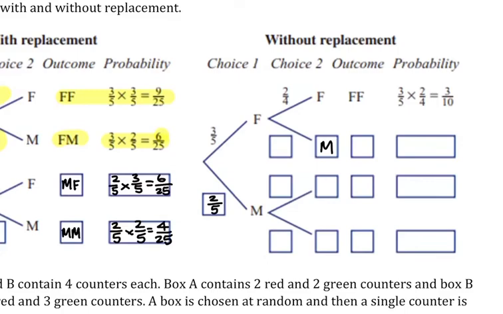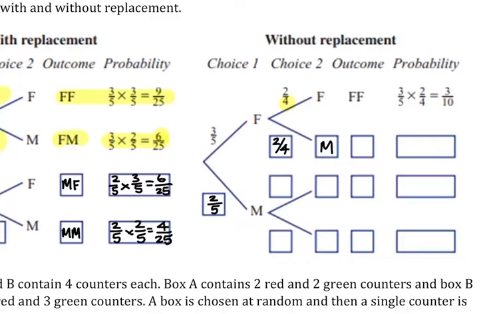But now, because we have without replacement, because we have taken a female out, we now only have 4 people to choose from. So because we've taken somebody out of the mix, there's only 4 people to choose from. So now we have 2 out of 4 females, so we'll have 2 out of 4 males available.